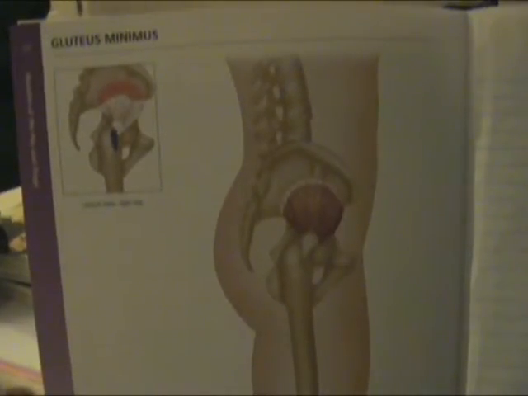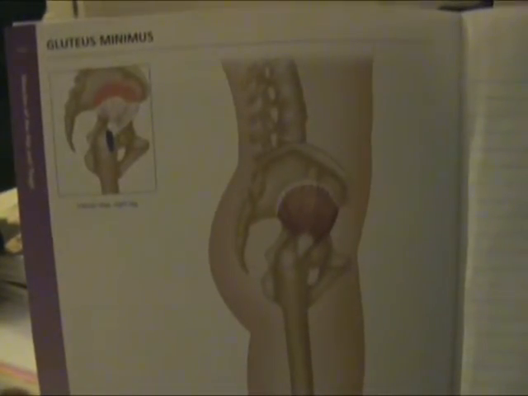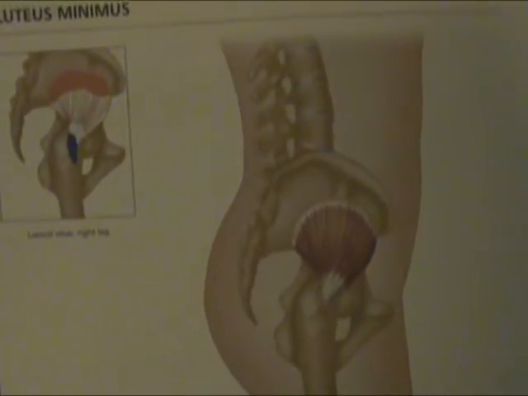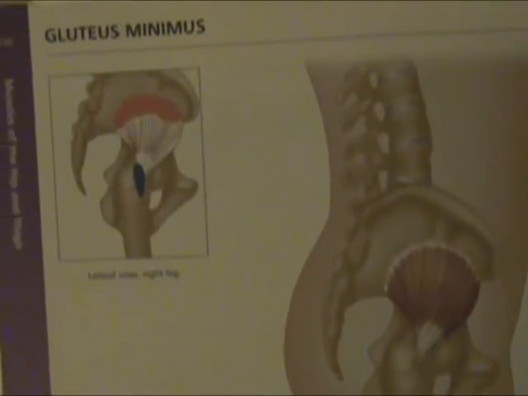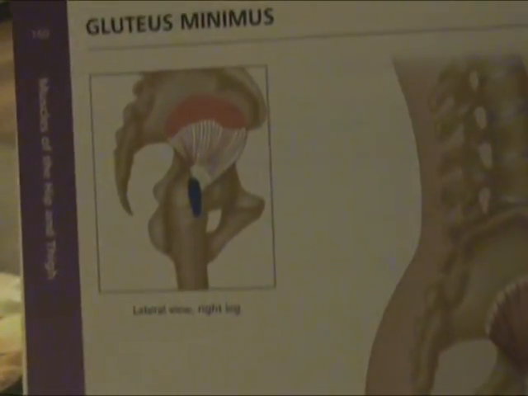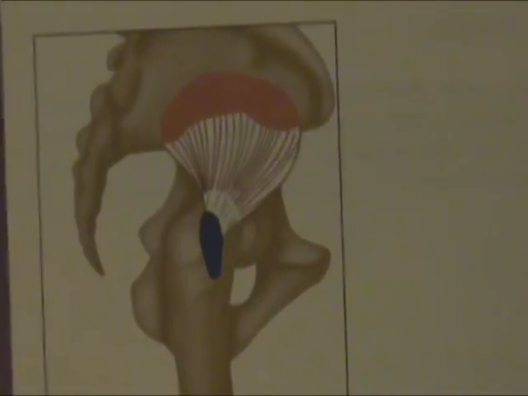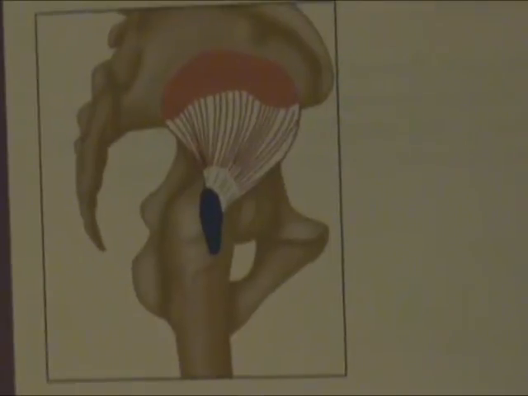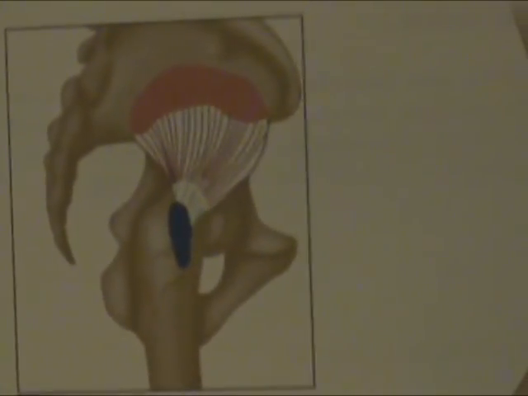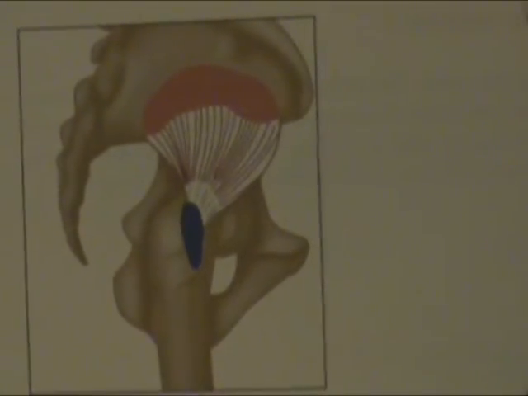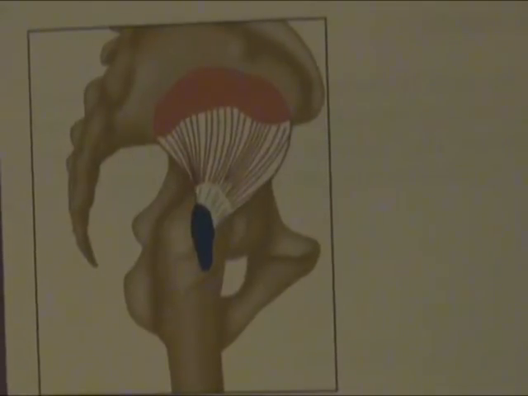Now we are looking at the gluteus minimus, number 46 of the muscle chart. The origin is the ilium, and the insertion again is the greater trochanter of the femur. Again, the joint associated would be the hip, and the action of the gluteus minimus is to abduct and rotate the femur.